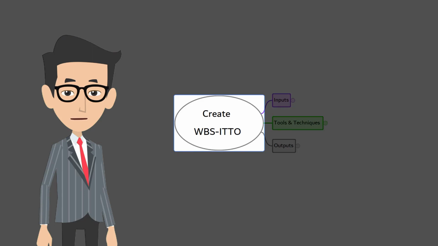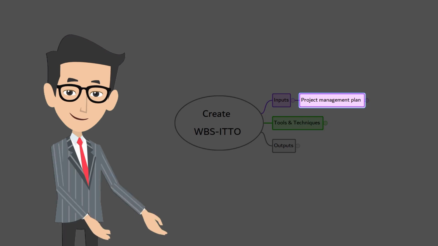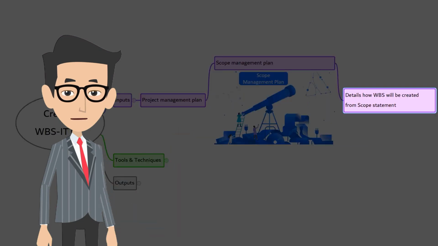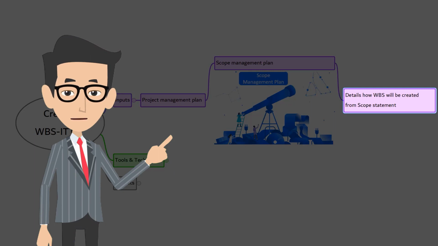Let's start with the inputs. First in the list is project management plan. From the deck of project management plan, scope management plan is the first key input that is used during the Create WBS process. Scope management plan. The scope management plan documents how the WBS will be created from the project scope statement.